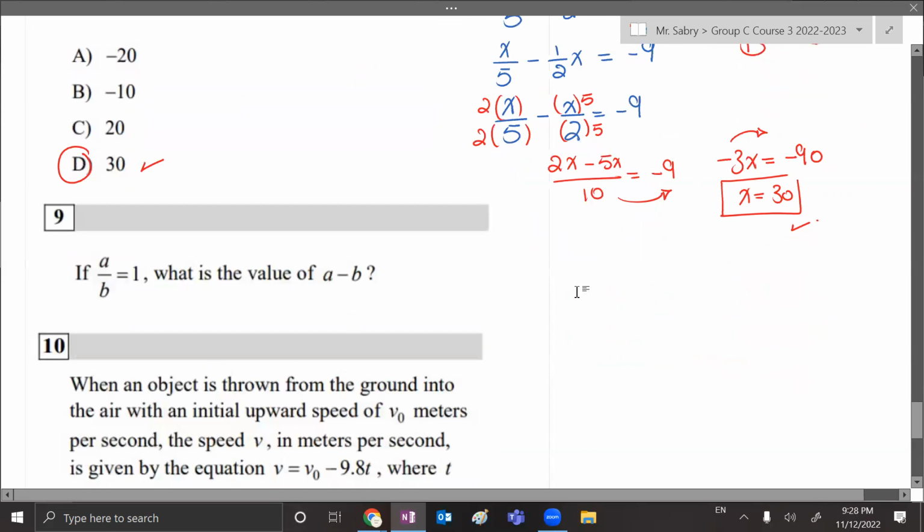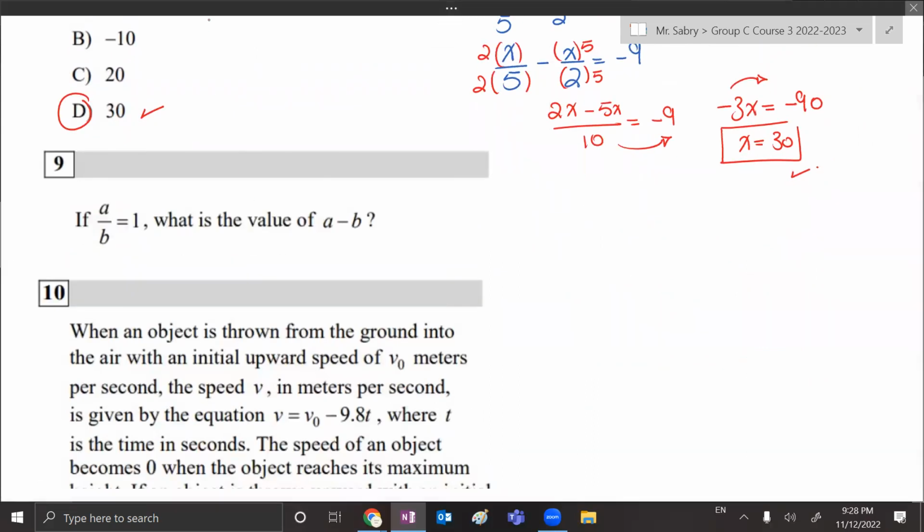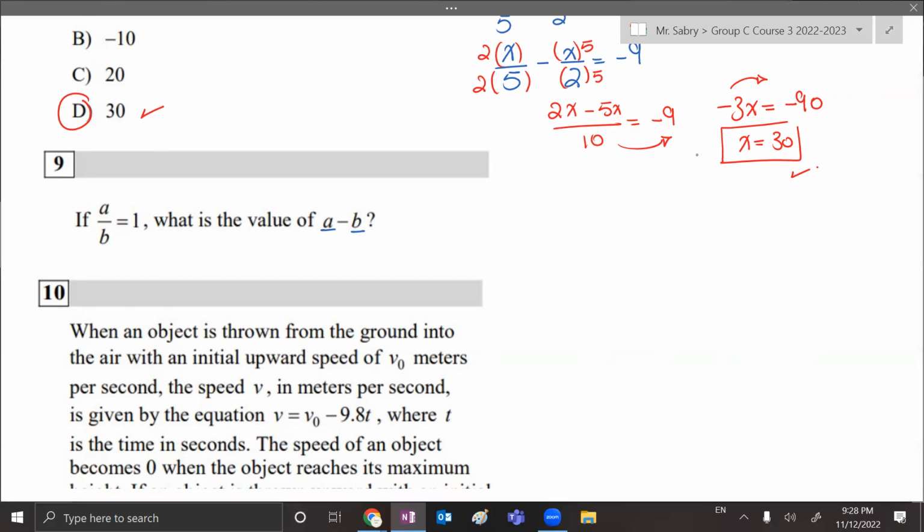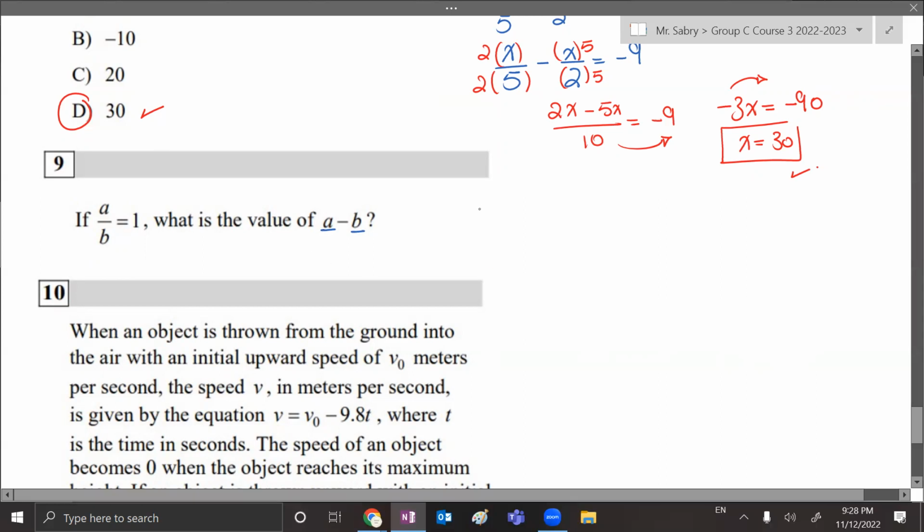Number 9 is a very interesting question. It says here a over b equals 1. What's the value of a minus b? You can think about it mentally. If two numbers are divided by each other and they're equal to 1, it means they're exactly the same number. For example, 5 divided by 5 is 1. There's no such thing that two numbers would be divided by each other and give me 1, except if both are equal to each other. So if a over b equals 1, it means that a and b are the same number.